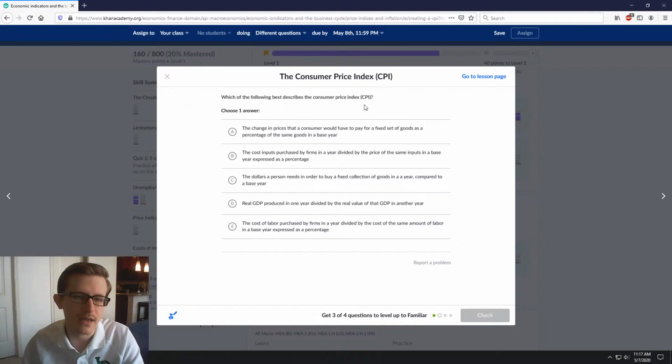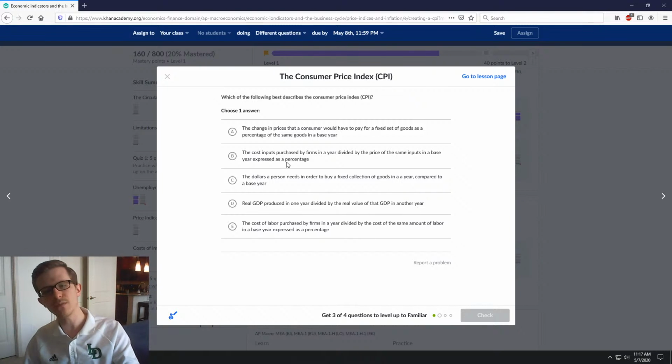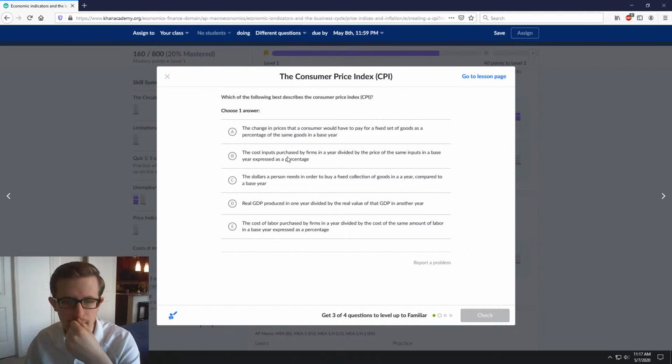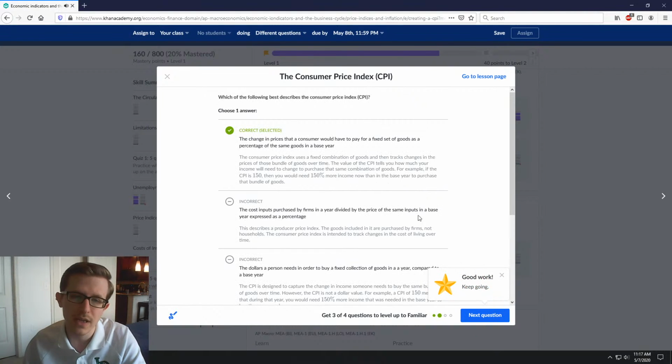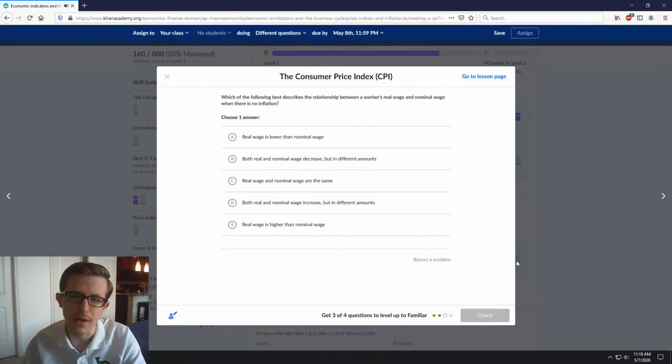Because it's CPI, it's not necessarily inflation itself, so it's kind of semantics. D: The real GDP produced in one year divided by the real value of that GDP in another year, nothing to do with GDP here. Or the cost of labor purchased by firms in a year, nothing to do with labor. So it's either A or C. Change in prices that a consumer will have to pay for a fixed set of goods as a percentage, or the dollars a person needs in order to buy a fixed collection of goods compared to a base year. It's not going to be just the raw dollar amount. It is going to be based on percentages, so good job there.